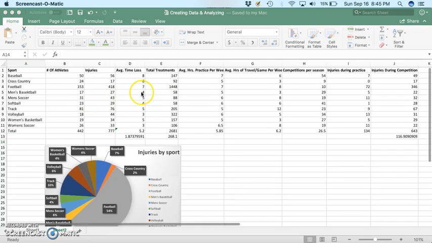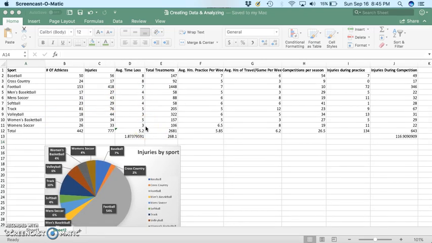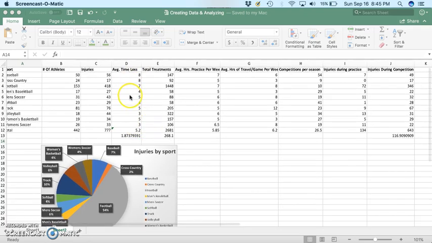Then I did an average time loss, and I just kind of guessed based on looking at the reports that I compiled from our sportswear account. So these aren't exactly accurate, but this is the closest that I can get.